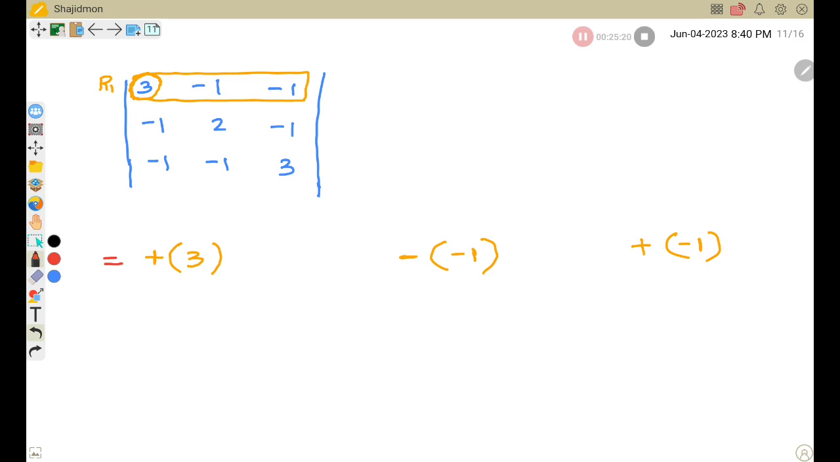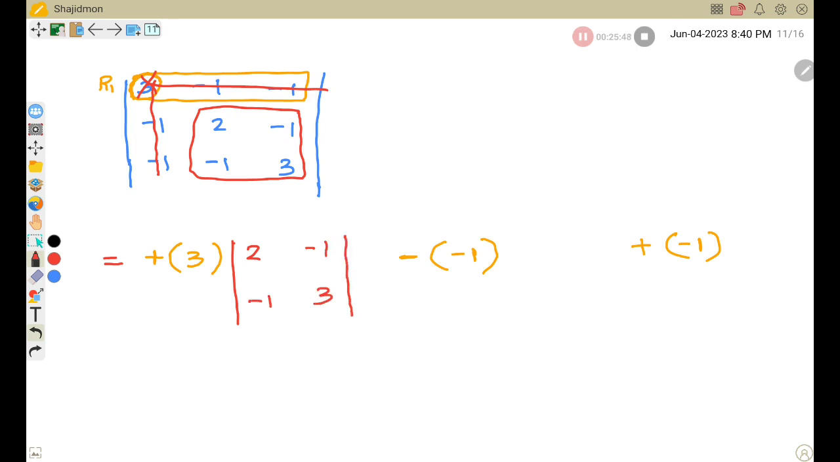First row is selected. Write the numbers with alternating signs, plus, minus, plus. The numbers stay the same, but the signs alternate in front of them. Now, taking the first number, that means the number 3, we delete its row and column. What are the remaining numbers? The determinant of 2, minus 1, minus 1 and 3. Hope you understood that one.